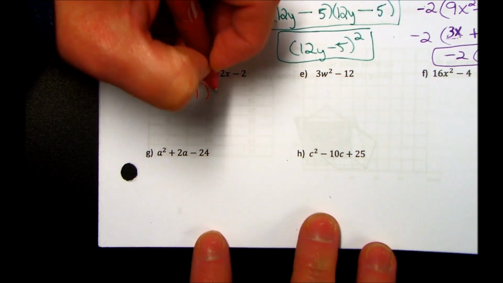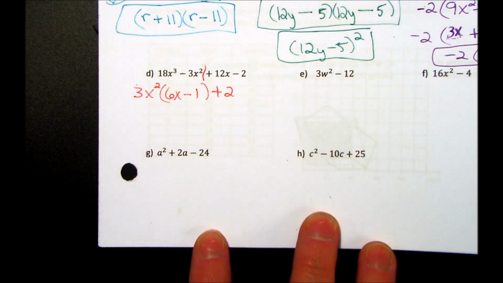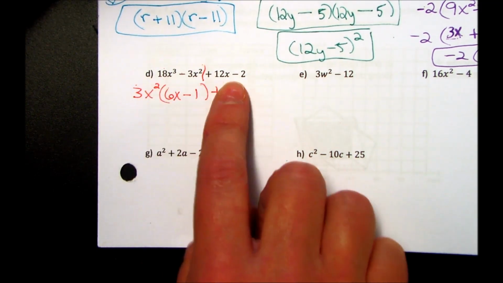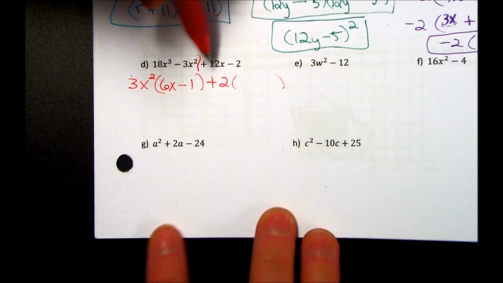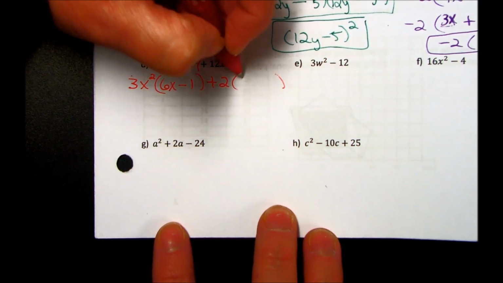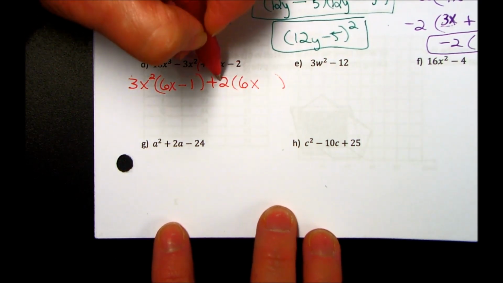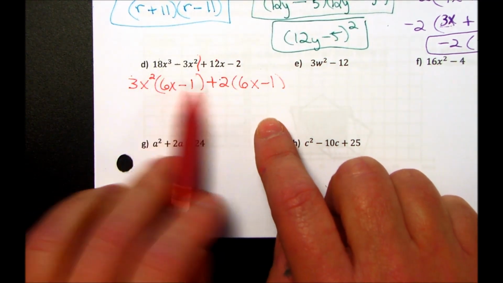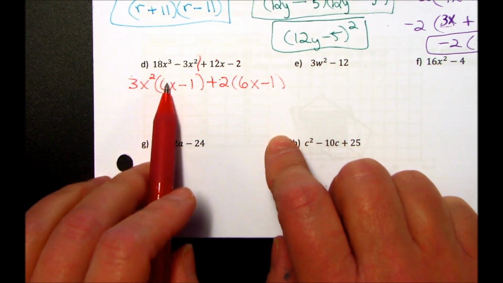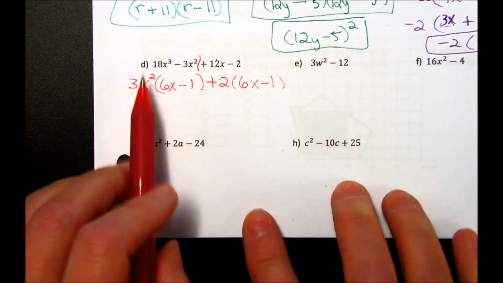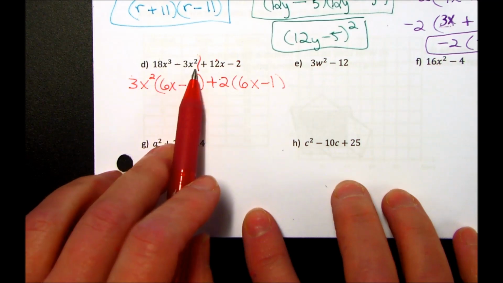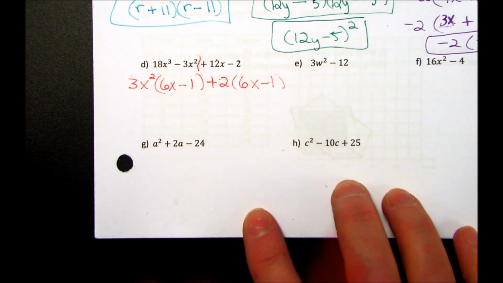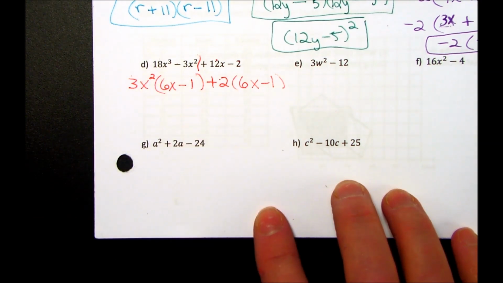Well, they're both even, so I'm going to factor out a positive 2. Now you have to put a sign here to make sure that what you've written here is equivalent to what you have written above it. So when I divide the 12x by 2, I get 6x. And when I divide the negative 2 by 2, I get a negative 1. So if I were to multiply this back together, the 3x squared times the 6x gives 18x to the third. 3x squared times negative 1 is negative 3x squared. 2 times 6x does equal 12x, and 2 times negative 1 does equal negative 2. So we have equivalent expressions here.